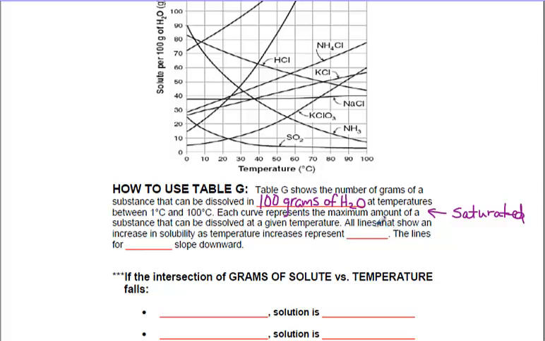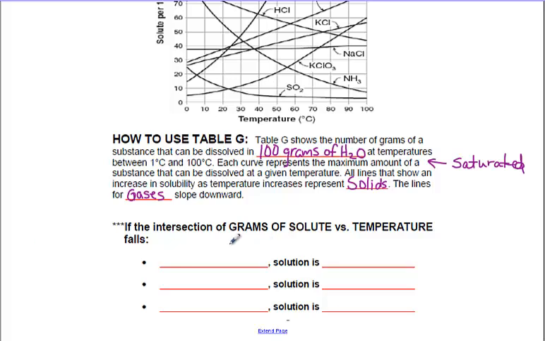All lines that show an increase in solubility as temperature increases represent solids. The lines for gases slope downward. So let's look at this so we know. Here I see 3 sloping downward. So HCl is a gas, ammonia is a gas, and sulfur dioxide is a gas, because they slope downward. So we're going to say those lines represent gases.